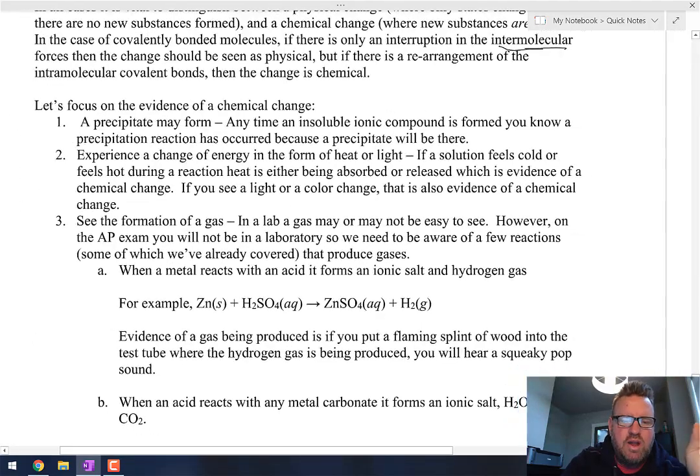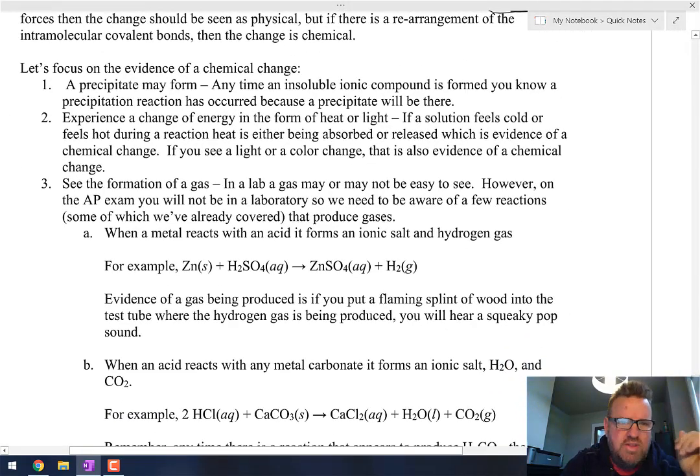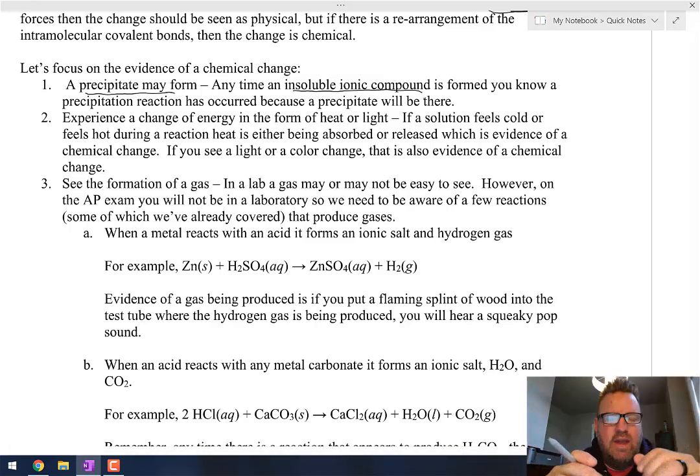So when we talk about a chemical change, some possibilities, again, some of the things we already mentioned, you might see a precipitate form. And again, a precipitate is any type of insoluble ionic compound that you know the solubility rules now. So when you pour two things together, you very likely may get an insoluble ionic compound. That's, again, bonds breaking and new bonds forming.